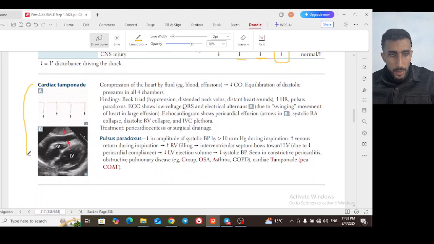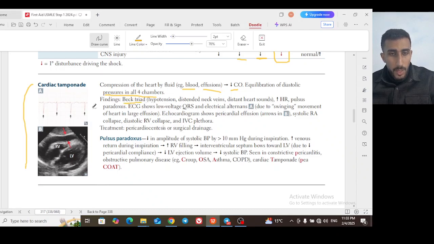For cardiac tamponade, this is a picture here showing the cardiac tamponade. It means just compression of the heart by fluid, not needed to be blood, maybe by effusion. So this leads to a decrease in the cardiac output and equilibration of the diastolic pressure in all four chambers, with no space for the heart to pump efficiently. And the finding is called something very high yield, the big triad.